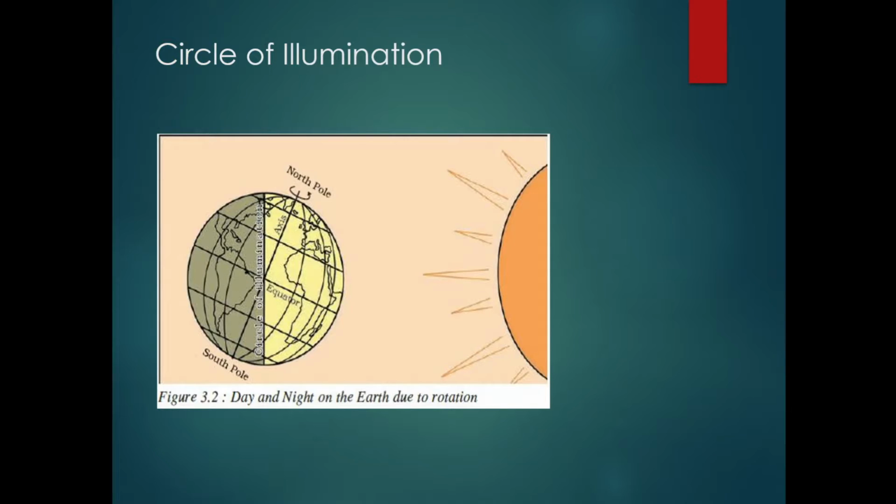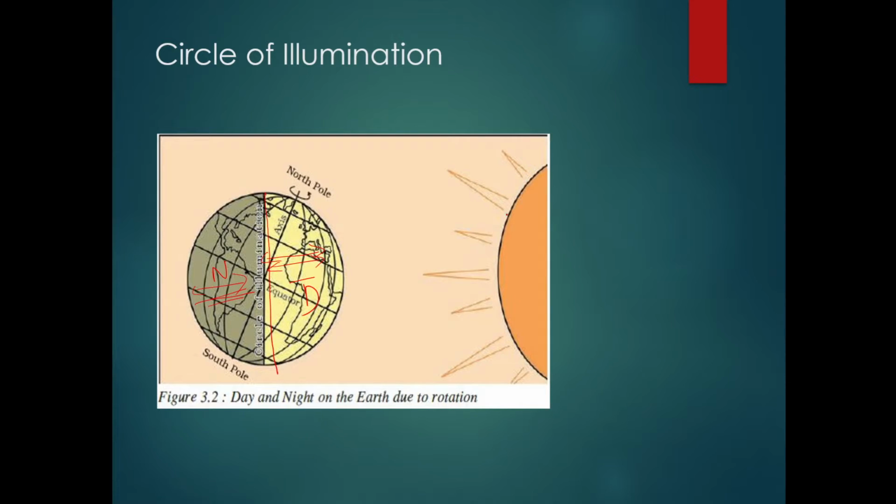Okay, now circle of illumination. Due to the spherical shape of the earth, only half of the earth is illuminated at a time. So this portion is getting illuminated and it is daytime here, and this portion is in the dark, so it is night here. So the circle which divides day and night is known as the circle of illumination.